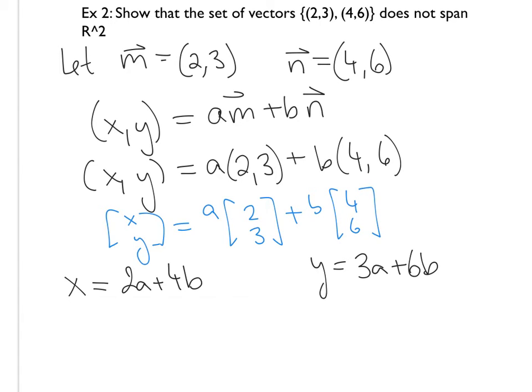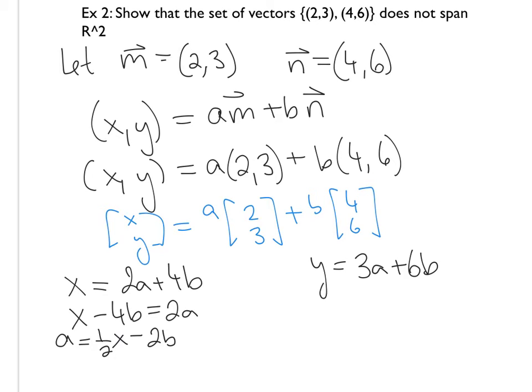Okay, so now let's isolate for a. And so we have x minus 4b is equal to 2a. And so divide by 2. a is equal to half x minus 2b.